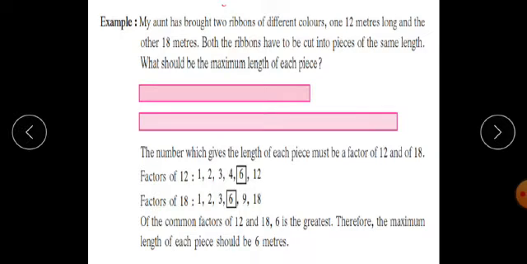Example: my aunt has brought two ribbons of different colors, one 12 meters long and the other 18 meters. Both the ribbons have to be cut into pieces of the same length. What should be the maximum length of each piece?